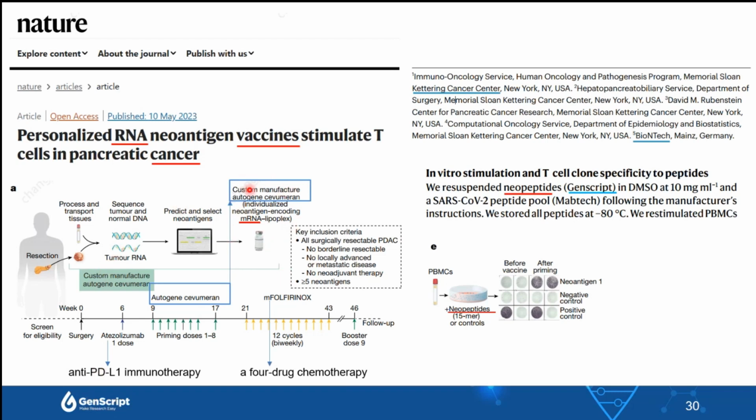When we produce it, in the meantime we give this patient the anti-PD-L1 treatment. Then we have the first dose of the vaccine. Later, there's a 4-drug chemotherapy treatment. Then we give this patient another booster dose of the vaccine. So that's the general procedure. That's about this case.